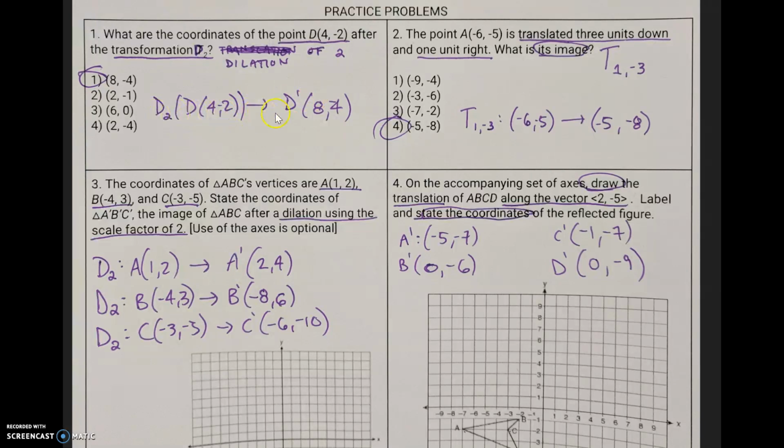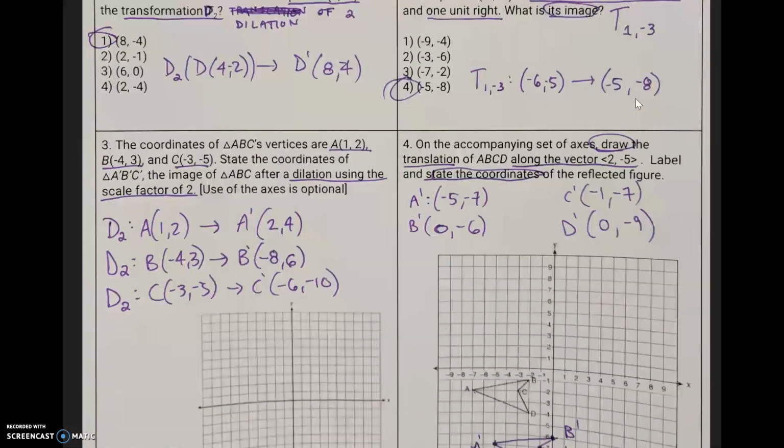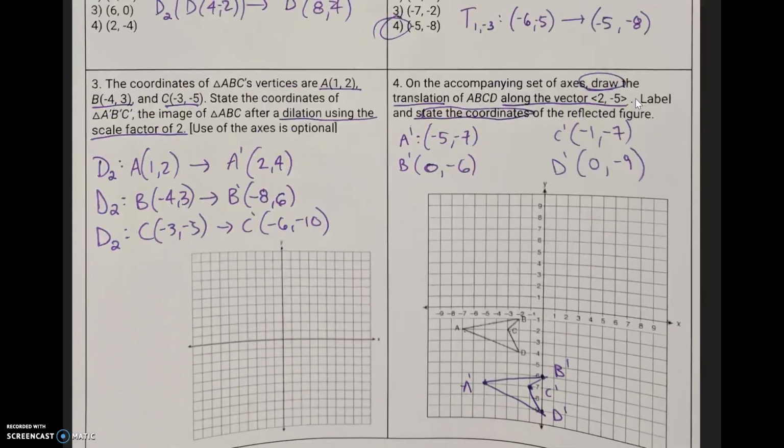Negative 2 times 2 gives you negative 4. Question number 2 is a translation. 3 units down means we're taking the point and going downwards, which means we're going on the y-axis. So 3 units down is an indicator of what happens to the y. 1 unit to the right, that's an x value. So 1 unit to the right means we're adding 1 to the x value. You should be able to get that fairly easily.